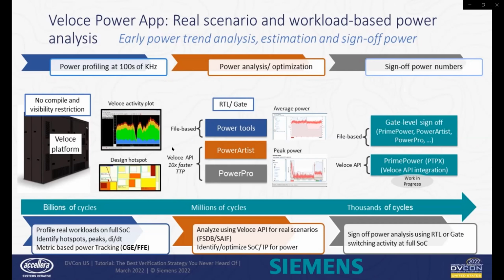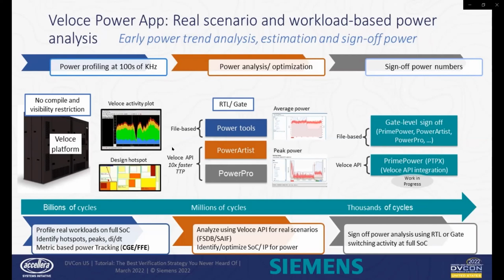After you have decided which area to focus on further, you can generate in two flows in the middle side with the power analysis and optimization. You can have a file-based, traditional flow, where you generate either SAIF or FSDB and feed it to power tools and get the average power or peak power. Or you can use the Veloce API flow with PowerPro and PowerArtist, which is 10x faster, enables you to have 10x faster time to power. This is available for millions of cycles.